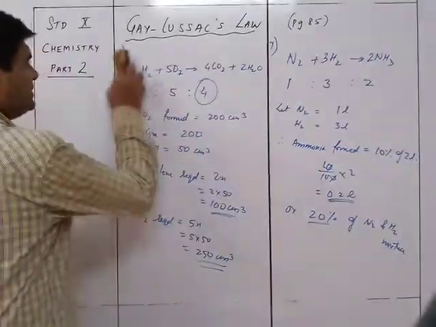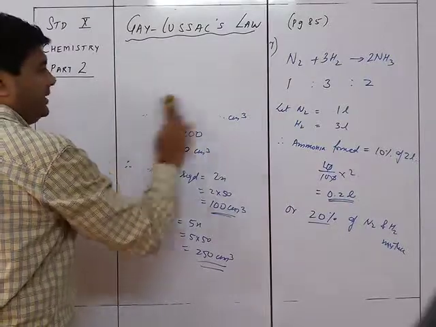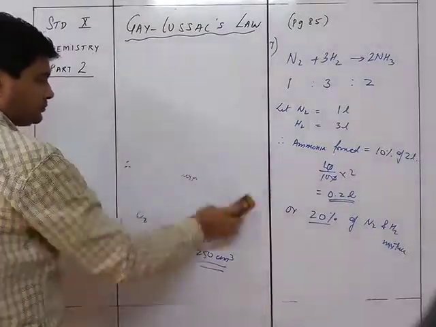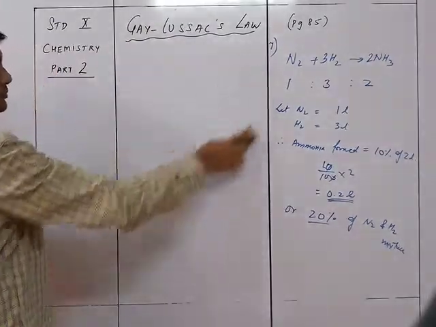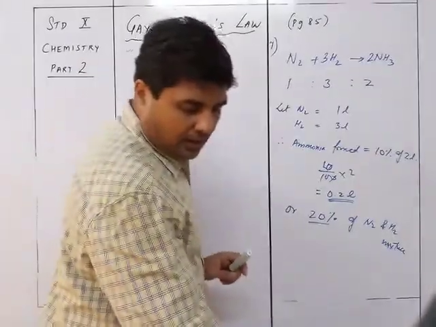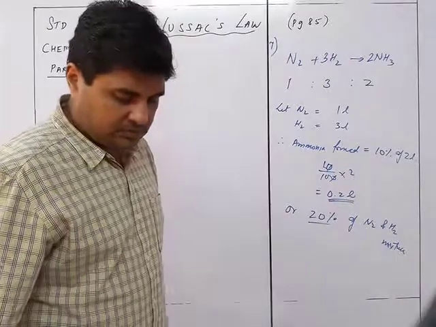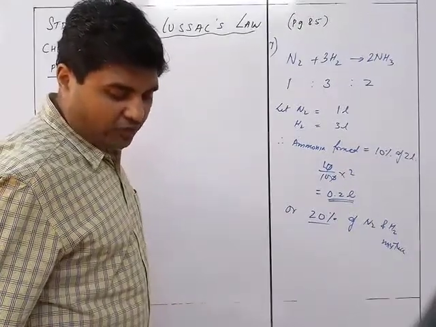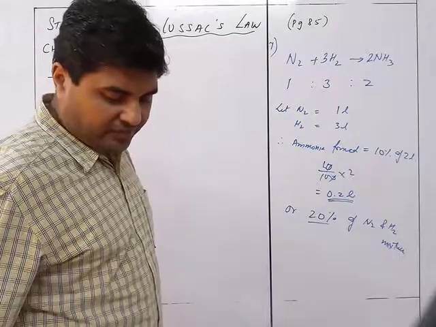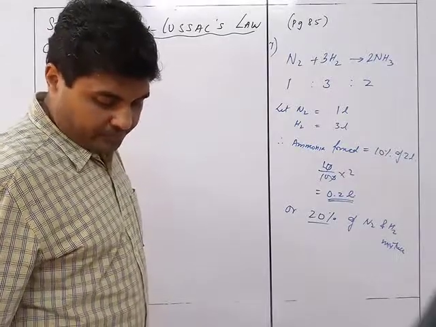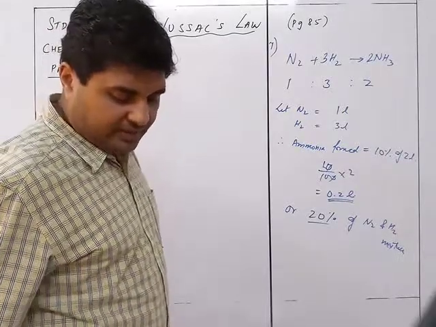Right, so this was sum number 7. Now we move on to sum number 8. 100 cc each of water gas and oxygen are ignited and the resultant mixture of gases is cooled to room temperature. Calculate the composition of the resultant mixture.